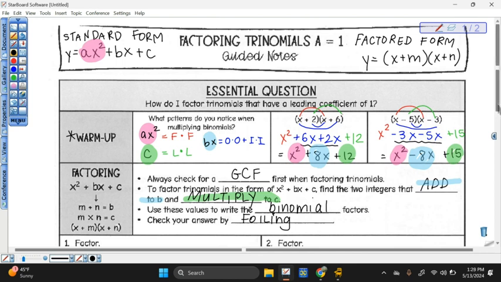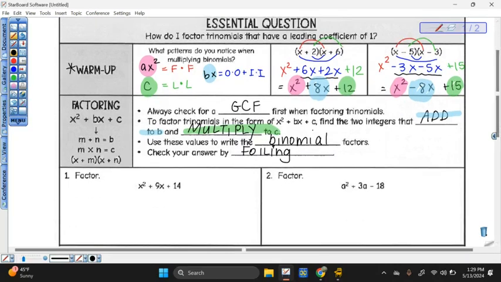Okay? So I'm going to do numbers 1 and 2 with you. So I'm going from standard form to factored form. That's how I like to start, I just draw what I call my binomial skeletons. I'm just setting this up to fill in my answer. Okay. And remember, my first times first is going to give me x squared.